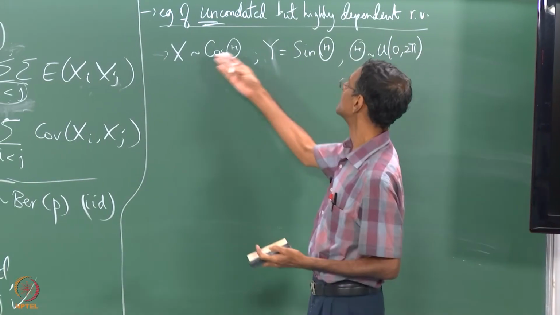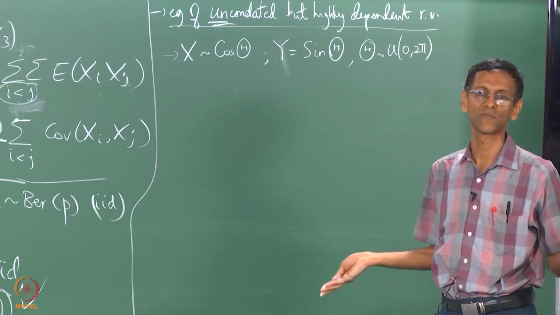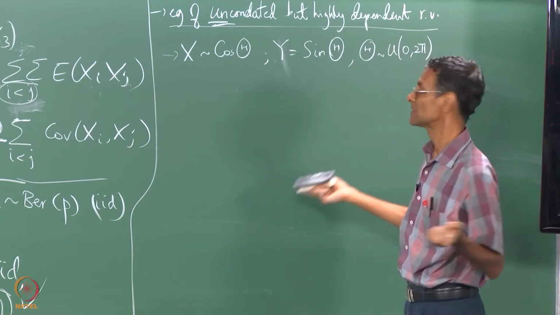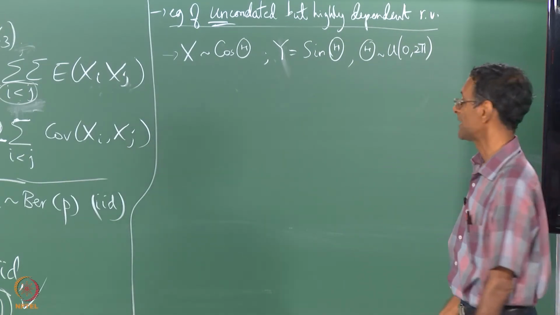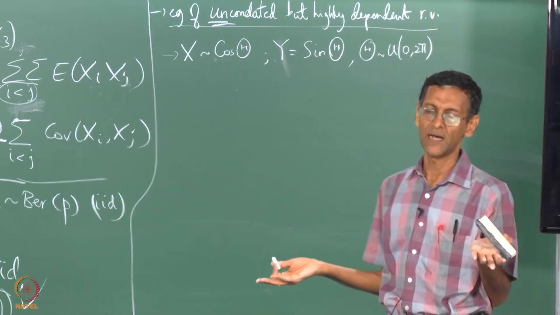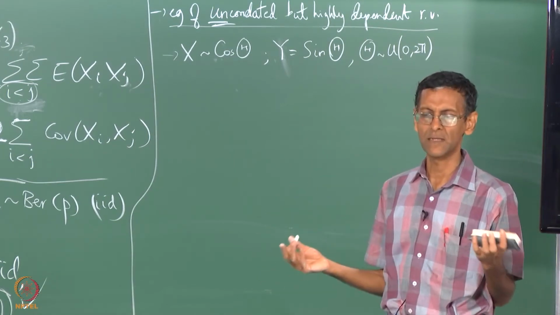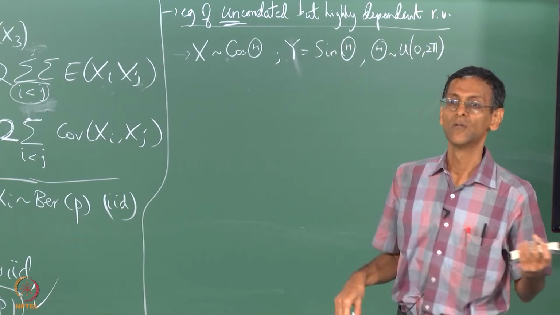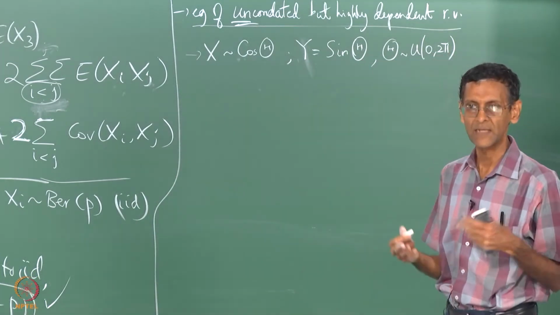In fact, if you know X, you know Y up to a sign. It can only be plus of something or minus of something. So clearly X and Y are highly dependent in such a situation, but you can easily show that X and Y are uncorrelated. In fact, X and Y do not have a healthy joint distribution, because their joint support is only the circle, not the inside of the circle, but only on the circle. So you cannot write a healthy f of XY. I think we mentioned that also.